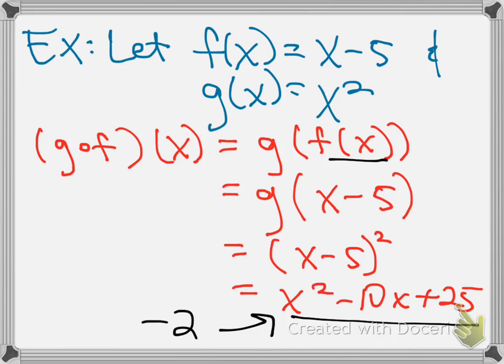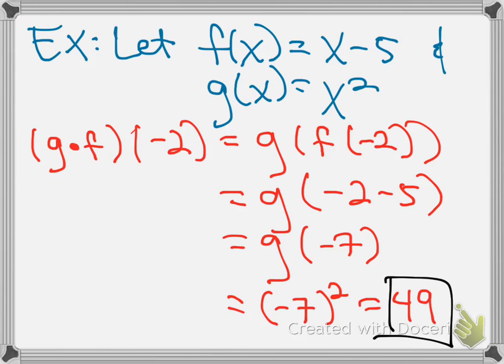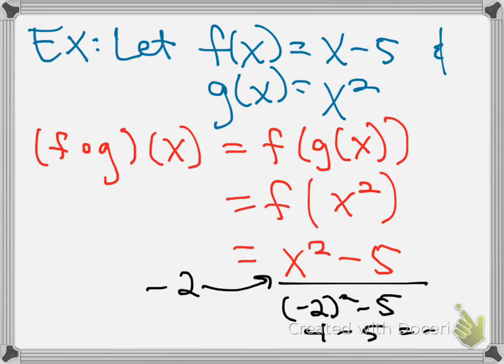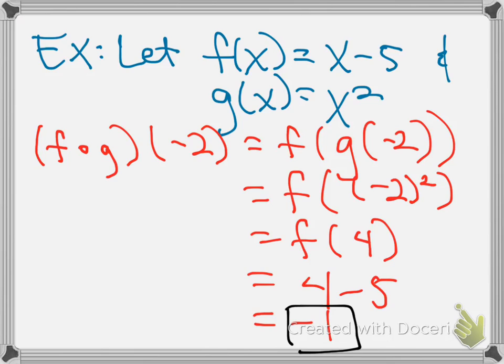So if I plug -2 in for x here, we get -2 squared, that's 4, minus 10 times -2, that's 20, plus 25, and 4 plus 20 plus 25 is 49, which is the value that we got for g of f of -2 on this slide. And then also, if we had plugged -2 in for x here, we would have gotten -2 squared minus 5, which is 4 minus 5, which is -1, and that's the value that we got for f of g of -2. So there's two ways that you could do this.